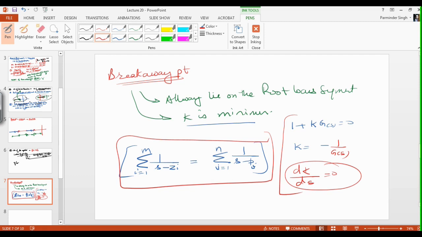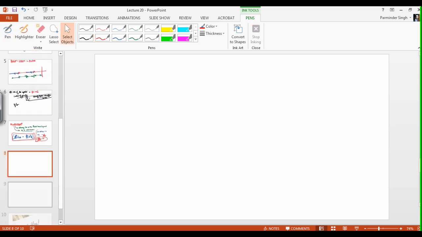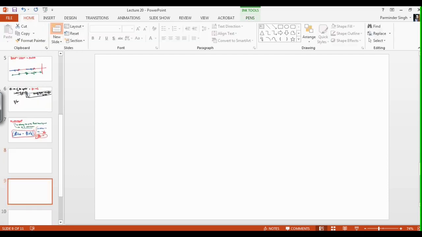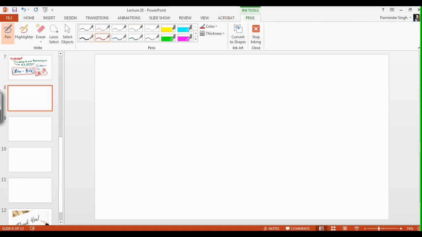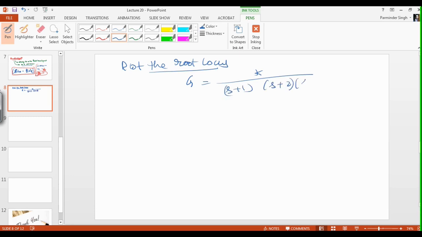Now let's take a simple example. With an example the things will be much clearer. In this example the question is: plot the root locus for the open loop transfer function, that is k upon (s plus 1)(s plus 2)(s plus 3). Now that's the open loop transfer function given.